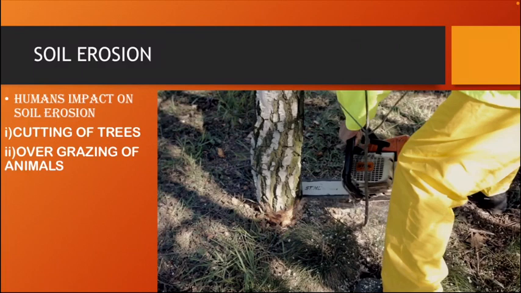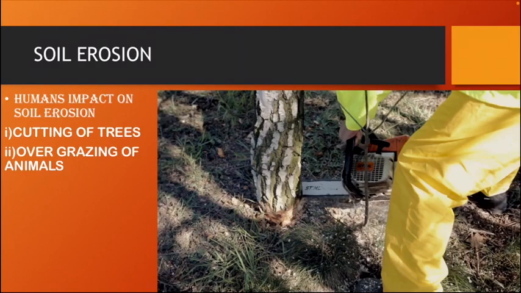The second one is overgrazing of cattle. For example, when farm animals eat grass from the same field every day, there won't be any grass left to hold the top layer of the soil together, and it gets washed away, right? So this is the impact of human beings on soil: cutting down of trees and overgrazing.